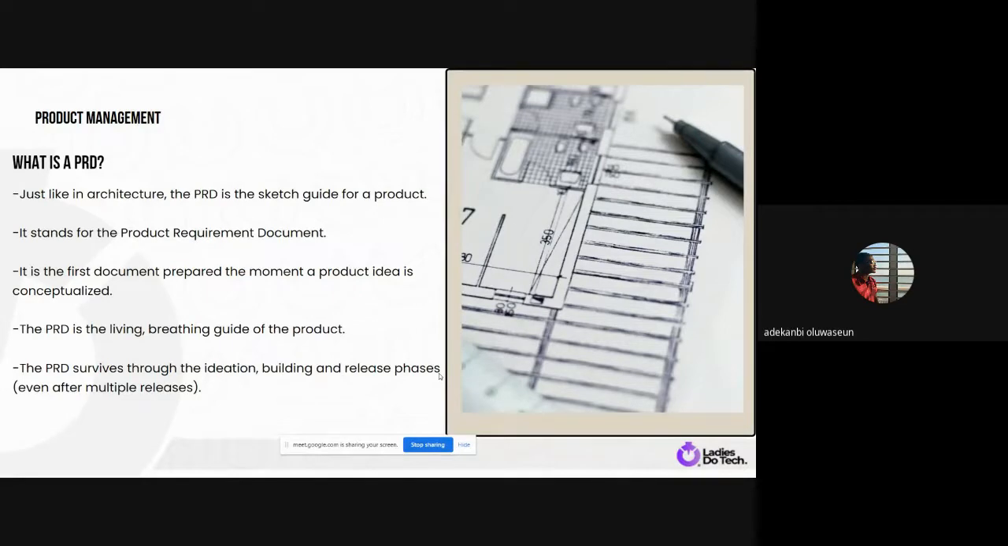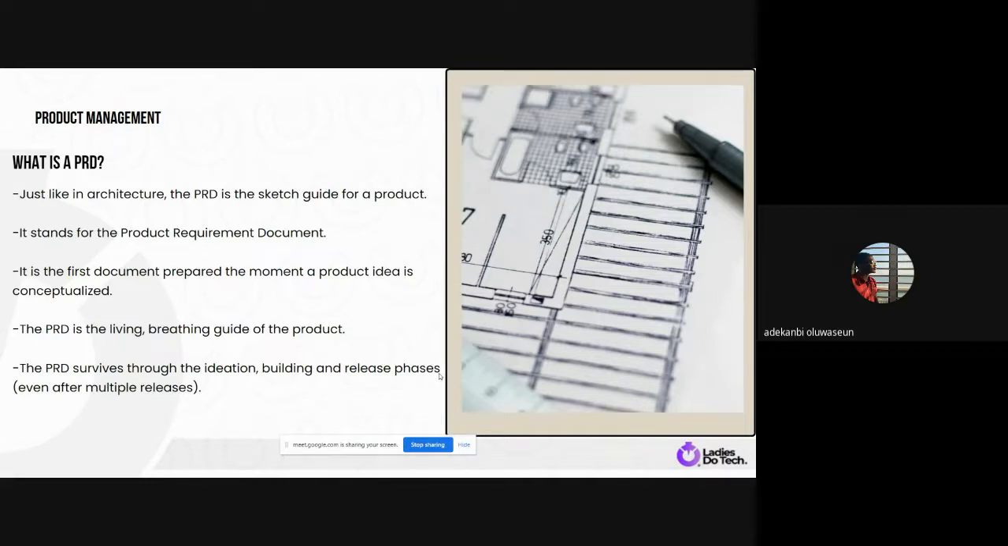All these things are critical whenever you're about to erect any kind of structure. So this is the same thing for products. For every product, there has to be a PRD. It is the PRD that guides you, that tells you what exactly you are building and how it would look, right? So it stands for Product Requirement Document, PRD, right? And it is the first document prepared at the moment of conceptualizing an idea, right? So you don't build a PRD later. No, you build it from the point when you are having that idea, right?